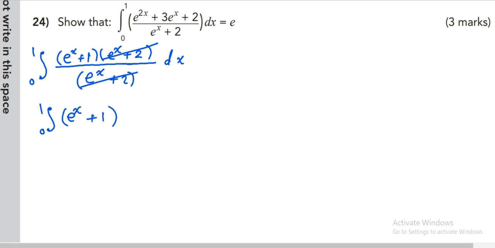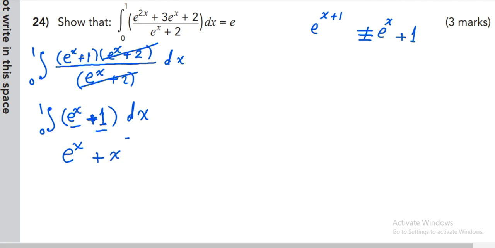And here you have to pay attention, plus 1 is not in the power. Plus 1 is not in the power. E to the power of x plus 1 is not equivalent to e to the power of x plus 1 dx. Here it's very simple to integrate this expression. We'll integrate the first part, integrate the second part, and substitute by these values. E to the power of x, its integration is e to the power of x, plus the integration of 1, as we said before, is x, from 0 to 1.